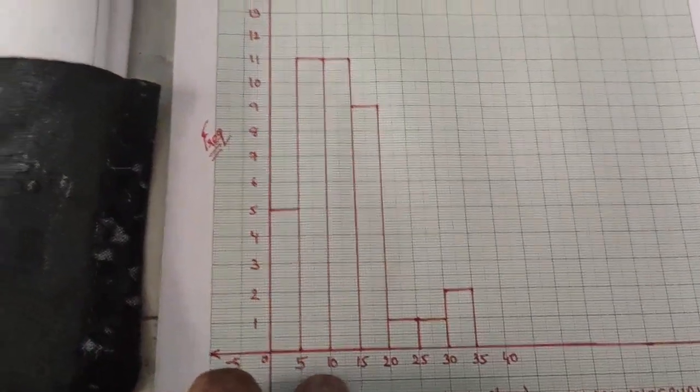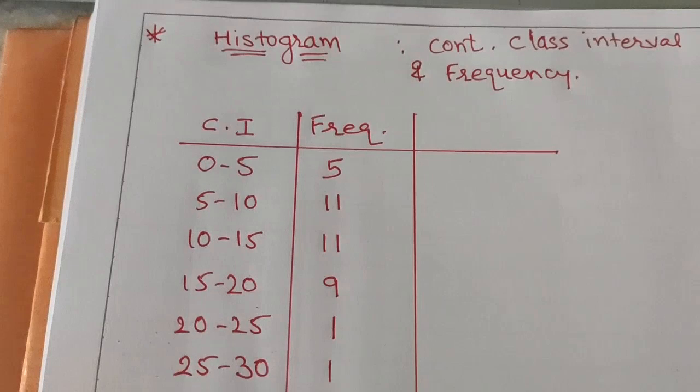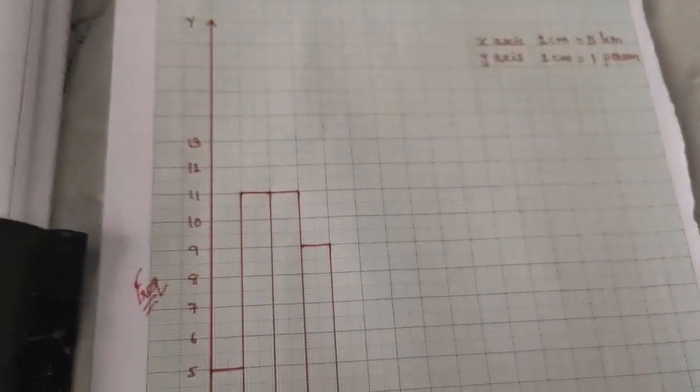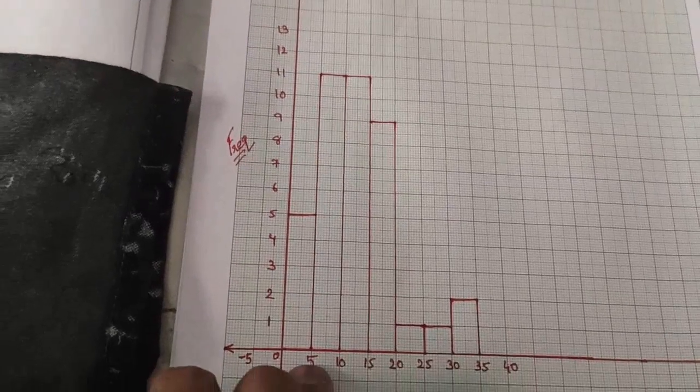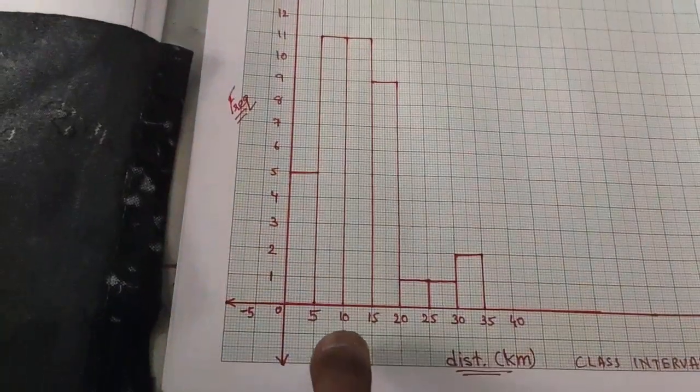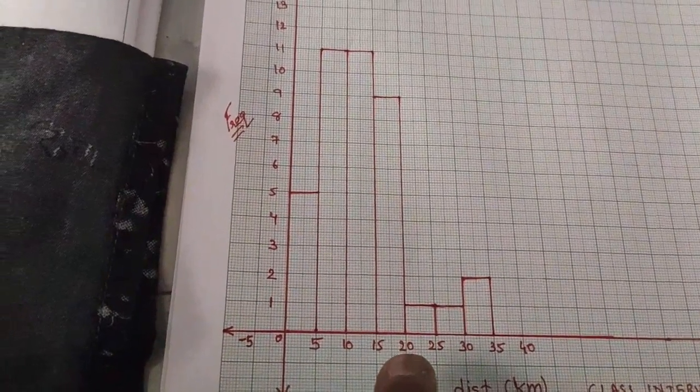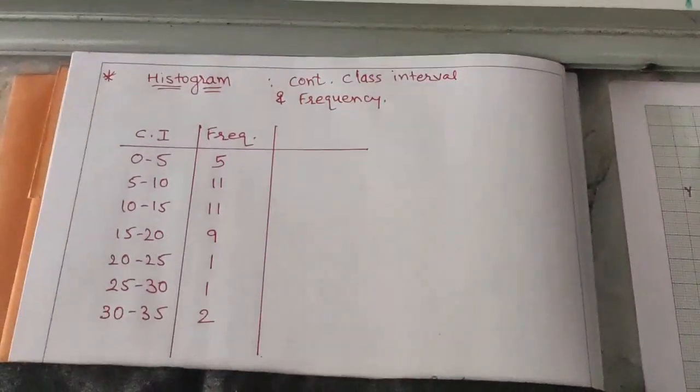Then next one, between 5 and 10, how many are there? 11. And between 10 and 15, how many are there? 11. So here 5 to 10, 11, and 10 to 15, 11. Then you got 15 to 20, how many are there? 9 are there. So 15 to 20 there are 9.